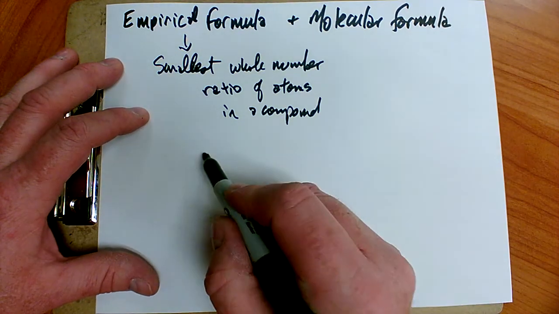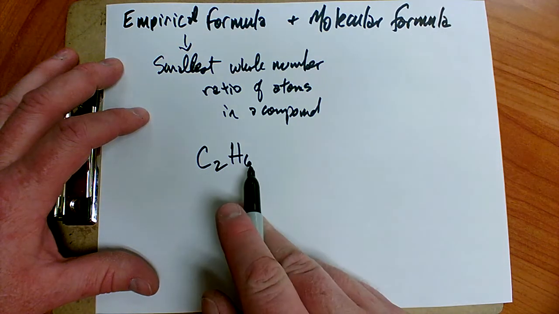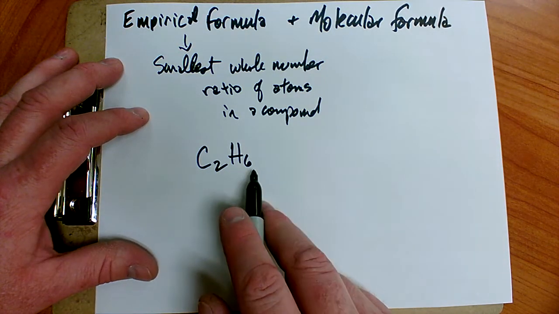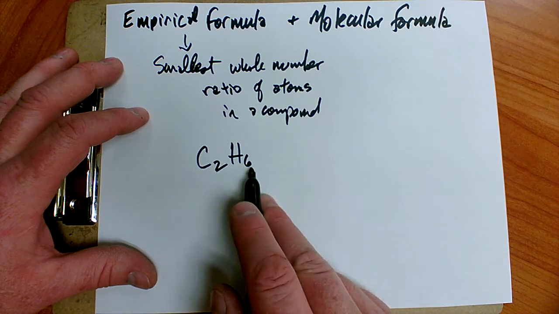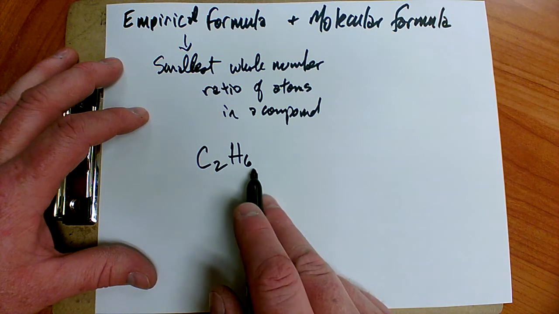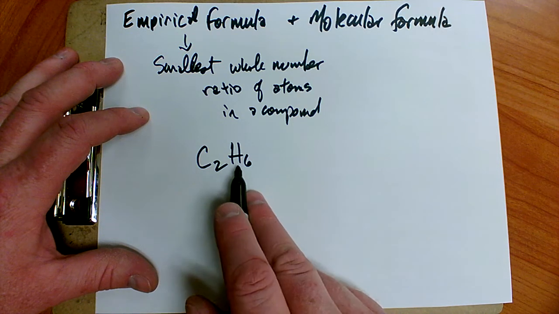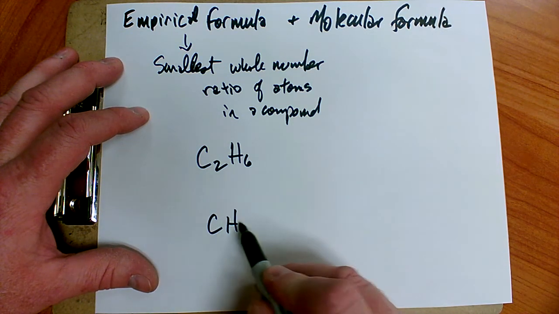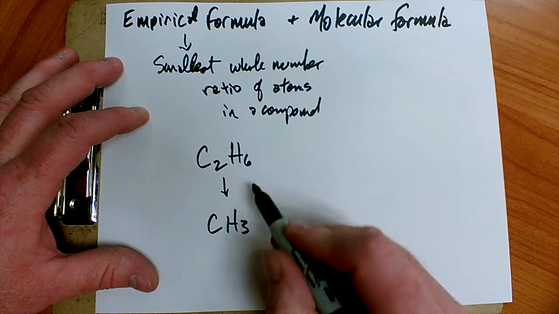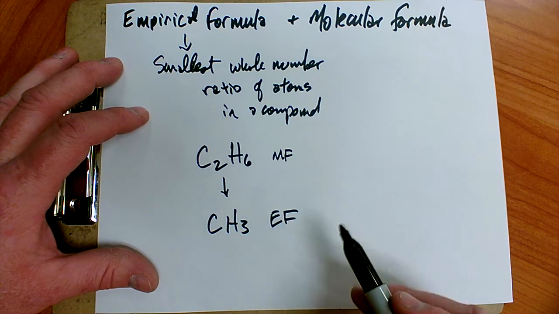So for example, if I look at the compound C2H6, this is a molecular formula because that's the molecule, C2H6, but for the empirical formula, both of these, 2 and 6, have a common factor of 2. So if I factor out all the common factors, think of it like reducing a fraction to the lowest terms, I factor out a 2 and I get CH3. So whereas this is the molecular formula, this is the empirical formula.